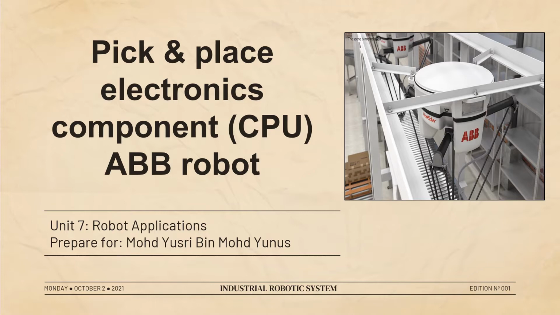Today we want to present our group assignment from the subject Industrial Robotics System. We are doing this assignment for the topic Unit 7 Robot Applications. For our task, we are taking the topic Pick and Place Electronic Component with ABB Robots. For the presentation, our lecturer is Muhammad Yusri bin Muhammad Yunus.